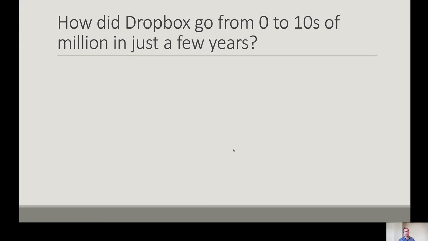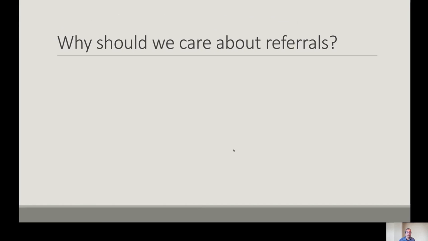Take the example of Dropbox. It was a startup just a few years back, and then it went from zero to a huge customer base of millions of customers in just a few years. Well, the big strength was referral marketing in their case.